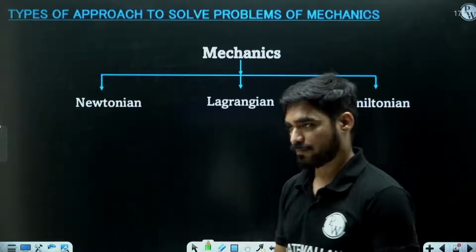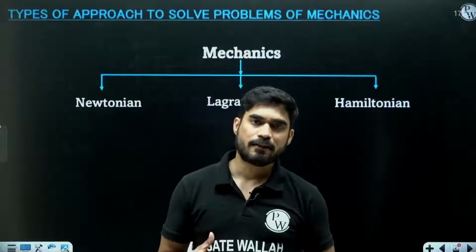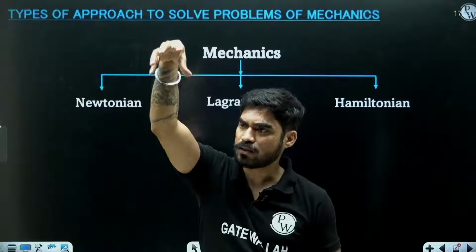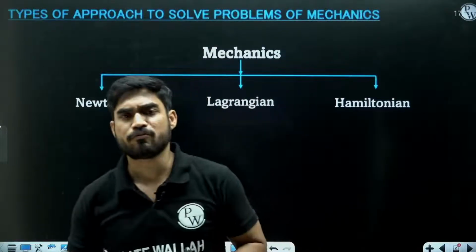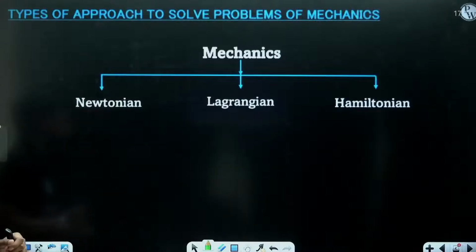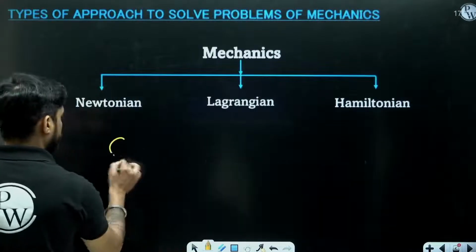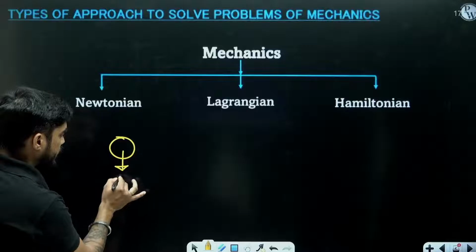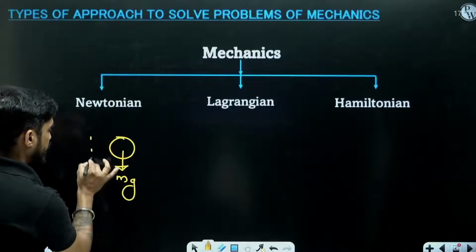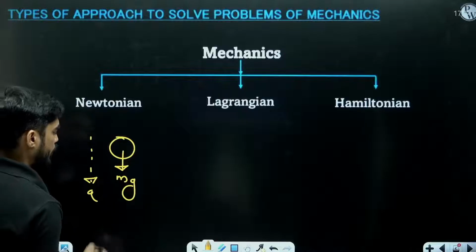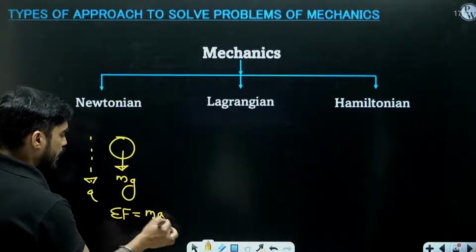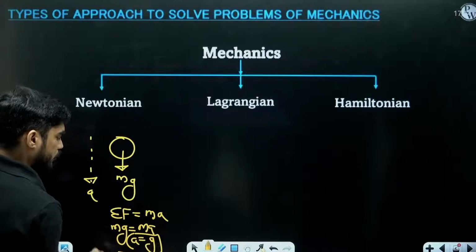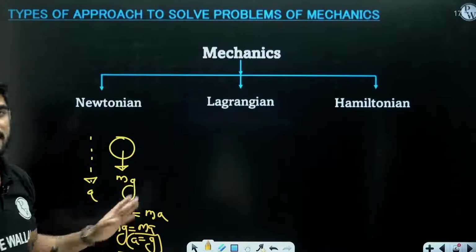Let me give you an example. Let's say I gave you a problem that a ball is released from some height and the ball is moving. Find the equation of motion. In Newtonian mechanics, what do we do? Let's say this is the ball. We will draw the free body diagram of the ball. The ball is subjected to only its weight mg and it is moving downward. Then Newton gave this equation, summation of F equal to ma. So mg will be equal to ma, so a is equal to g. This is the Newtonian method of finding equation of motion.